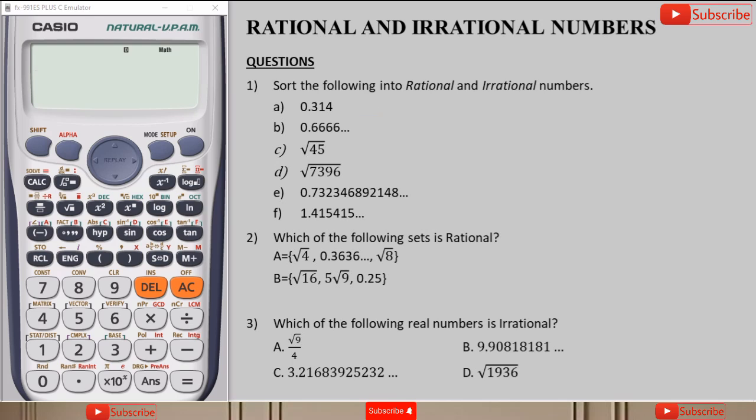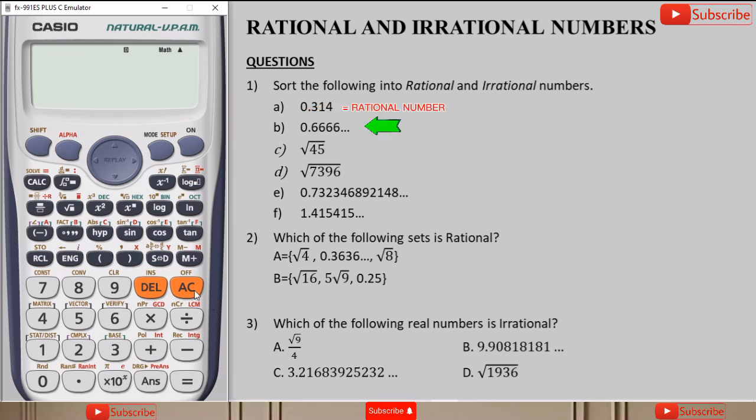So A, we have 0.314, which is a terminating decimal. So I input that into the calculator, 0.314. And afterwards, I tap on equal to. So 0.314 is the same as 157 out of 500. And because the result appeared on the calculator as a fraction, then we conclude that 0.314 is a rational number.